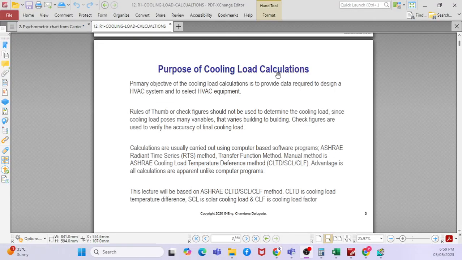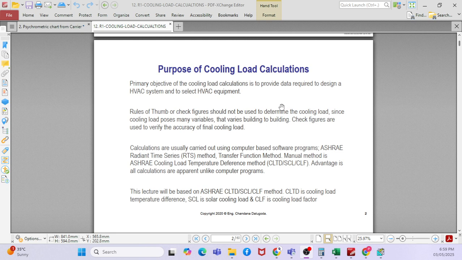Purpose of cooling load calculations, right? The primary objective of the cooling load calculation is to provide data required to design a HVAC system and to select HVAC equipment, right? Selecting equipment like fan coil unit or AHU. So to select equipment, what input do you need?